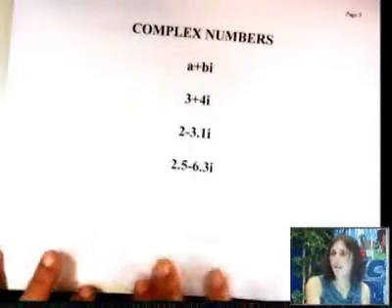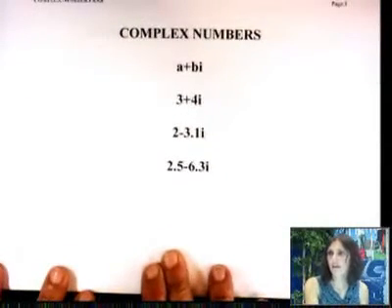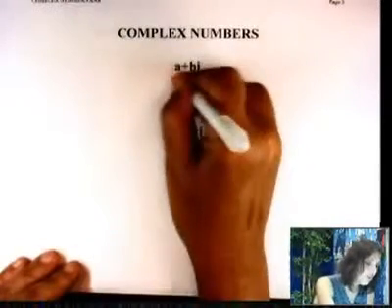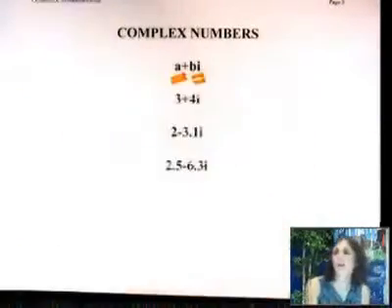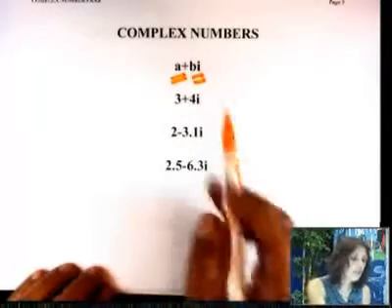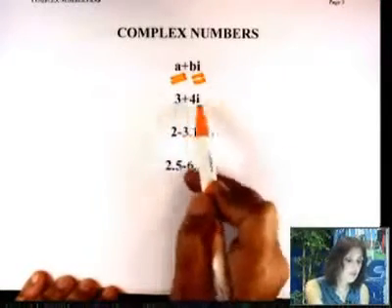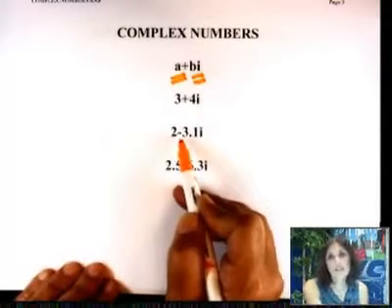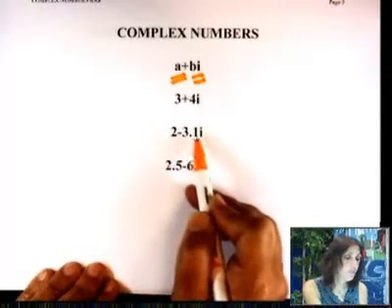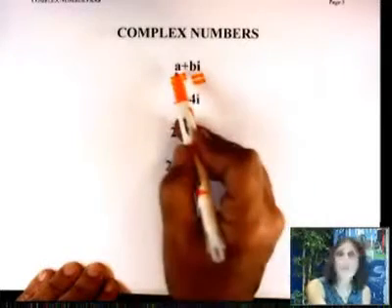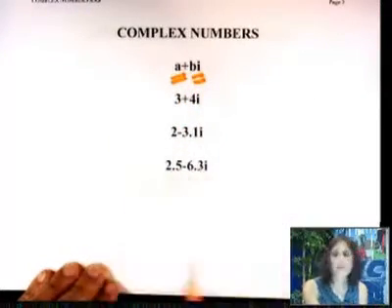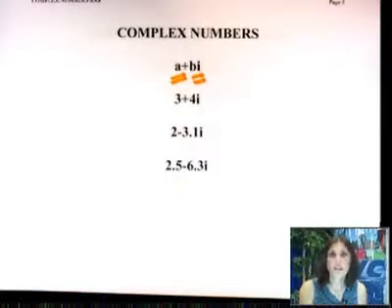Now, what's a complex number? A complex number is a number that has a real part and an imaginary part. That's all. So let's look at some complex numbers. 3 plus 4i is one. You can have a minus instead of plus, like 2 minus 3.1i. Usually you put the real part first and then the imaginary part. These are all complex numbers.